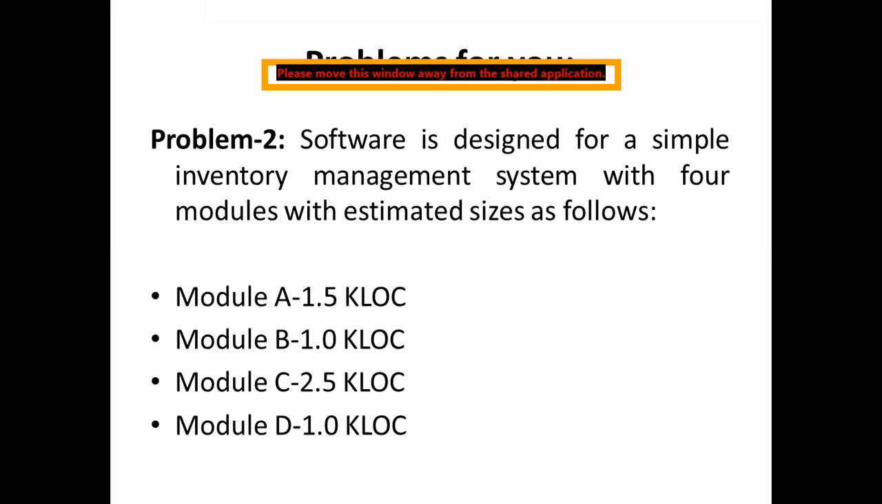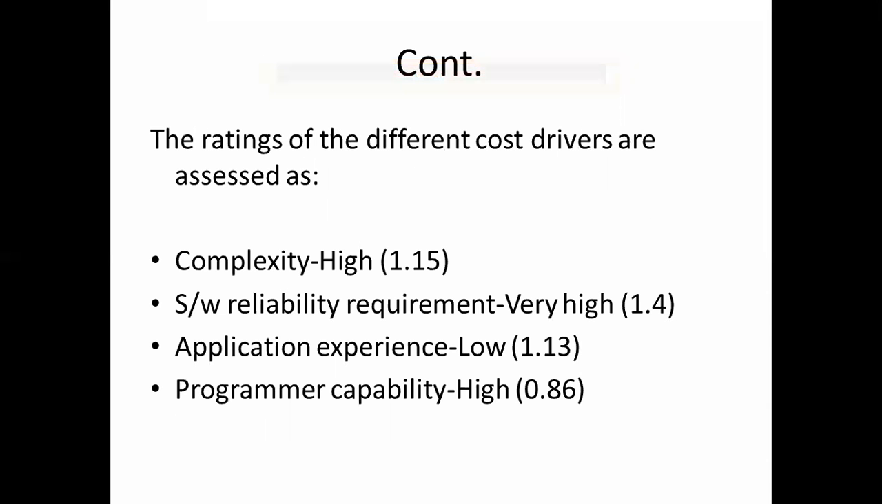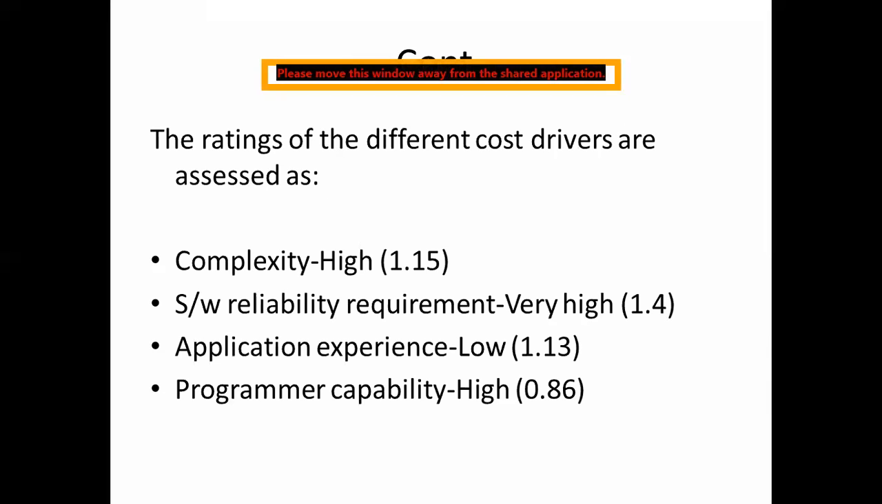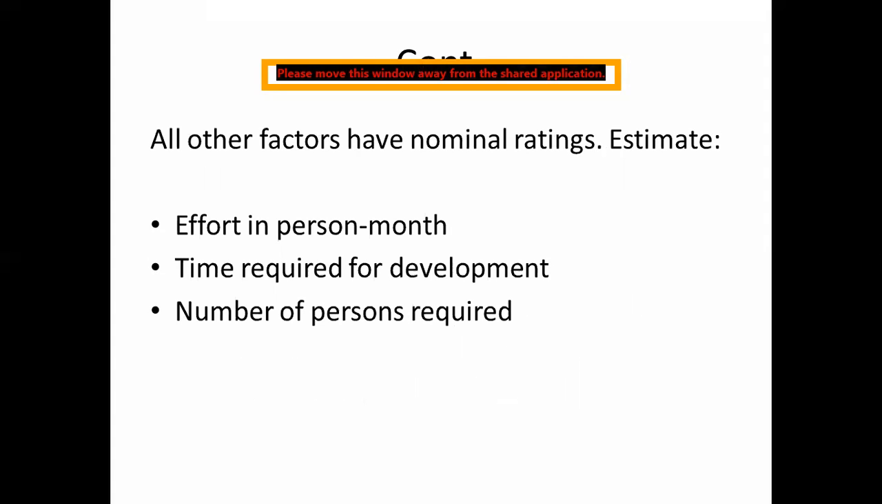Again there is a need to add all these modules, A, B, C, D. So 1.5 plus 1.0 plus 2.5 plus 1.0, then you can calculate the total KDLOC. Next, the ratings of the different cost drivers are assessed as: complexity 1.15, software reliability requirement 1.4, application experience 1.13, programmer capability 0.86. All other factors have nominal ratings.